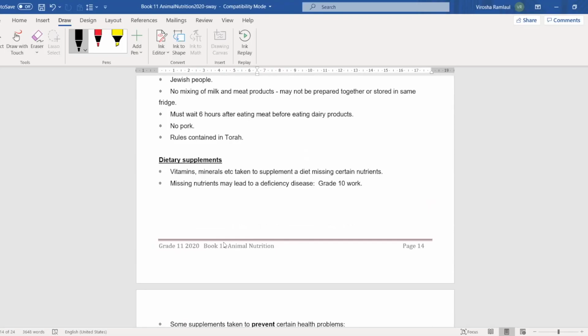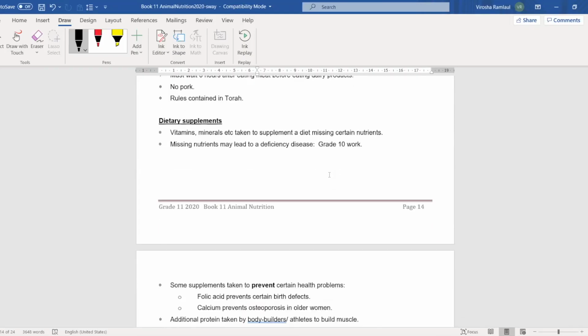Dietary supplements, that's what we do to supplement our diet. Like right now, we're taking a lot of zinc, we're taking a lot of vitamin C to boost our immune system. So whatever you're lacking, to make your immune system stronger or to supplement your diet, make it better, because we're not having balanced diets, those are called dietary supplements.